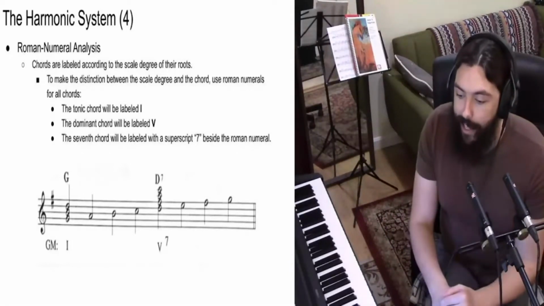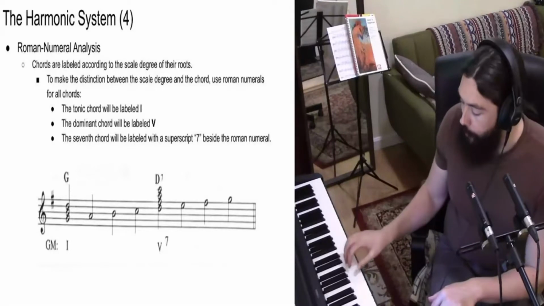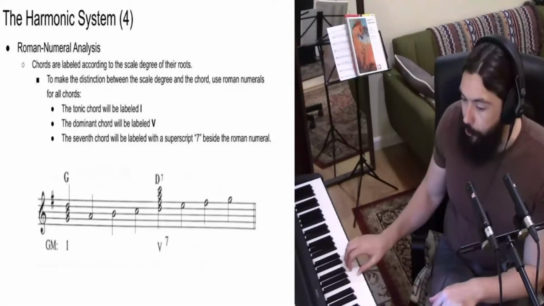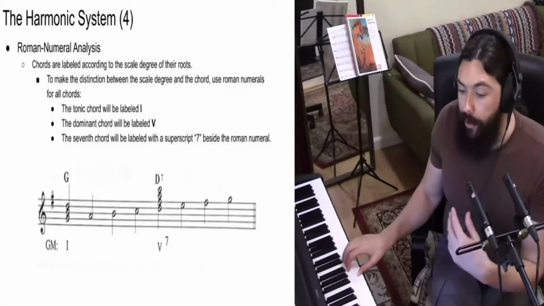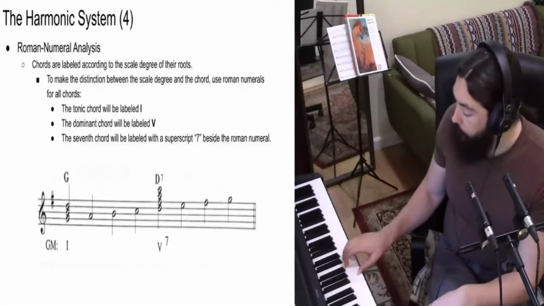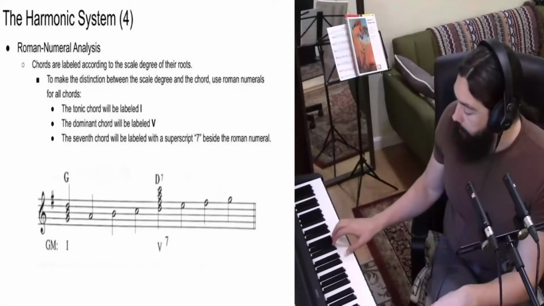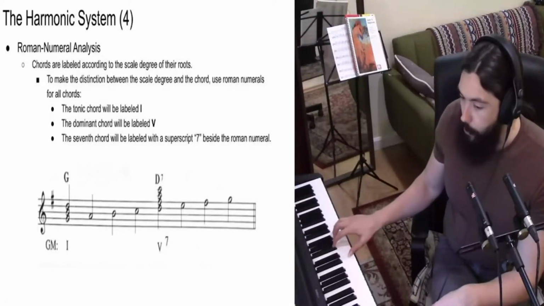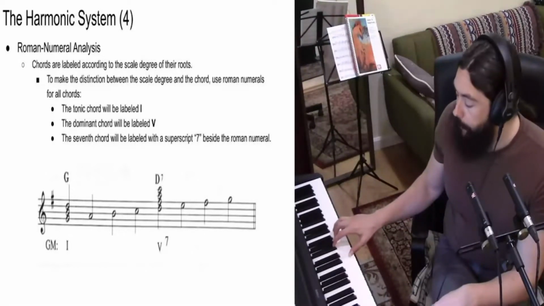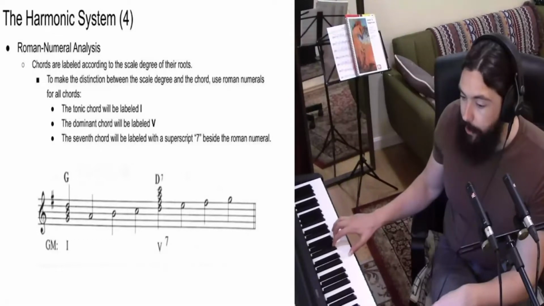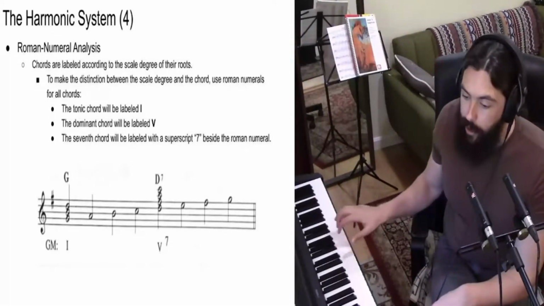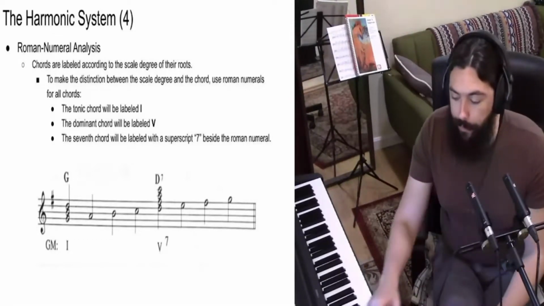So we see here we have our tonic in the key of G major. We got our tonic that's going to be labeled with a 1. It looks like an I in Roman numeral language. And then we have our dominant, our 5 chord, which is here in this case a dominant 7 chord, looks like that 5-7.